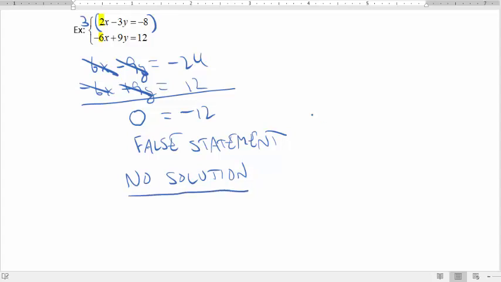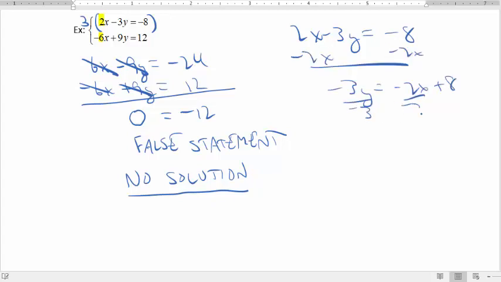Now, graphically, what does it mean? It means that they were parallel lines. So if I went to graph these two equations, they would end up being parallel lines. And you can see that actually if you try to put them in the y equals mx plus b form, that's probably the easier way to check it graphically to make sure that they're parallel lines. Take that top equation, 2x minus 3y equals negative 8. Solve it for y. So I would subtract 2x and then I divide everything by negative 3. So I end up with y equals positive 2/3 x minus 8/3.